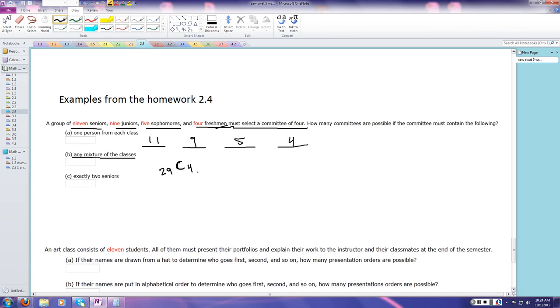29 students and I'm picking 4 of them. The order does not matter because if I pick one of them first and one of them second, they're still going to be on the same committee. It's not like one's a president and one's a vice president.